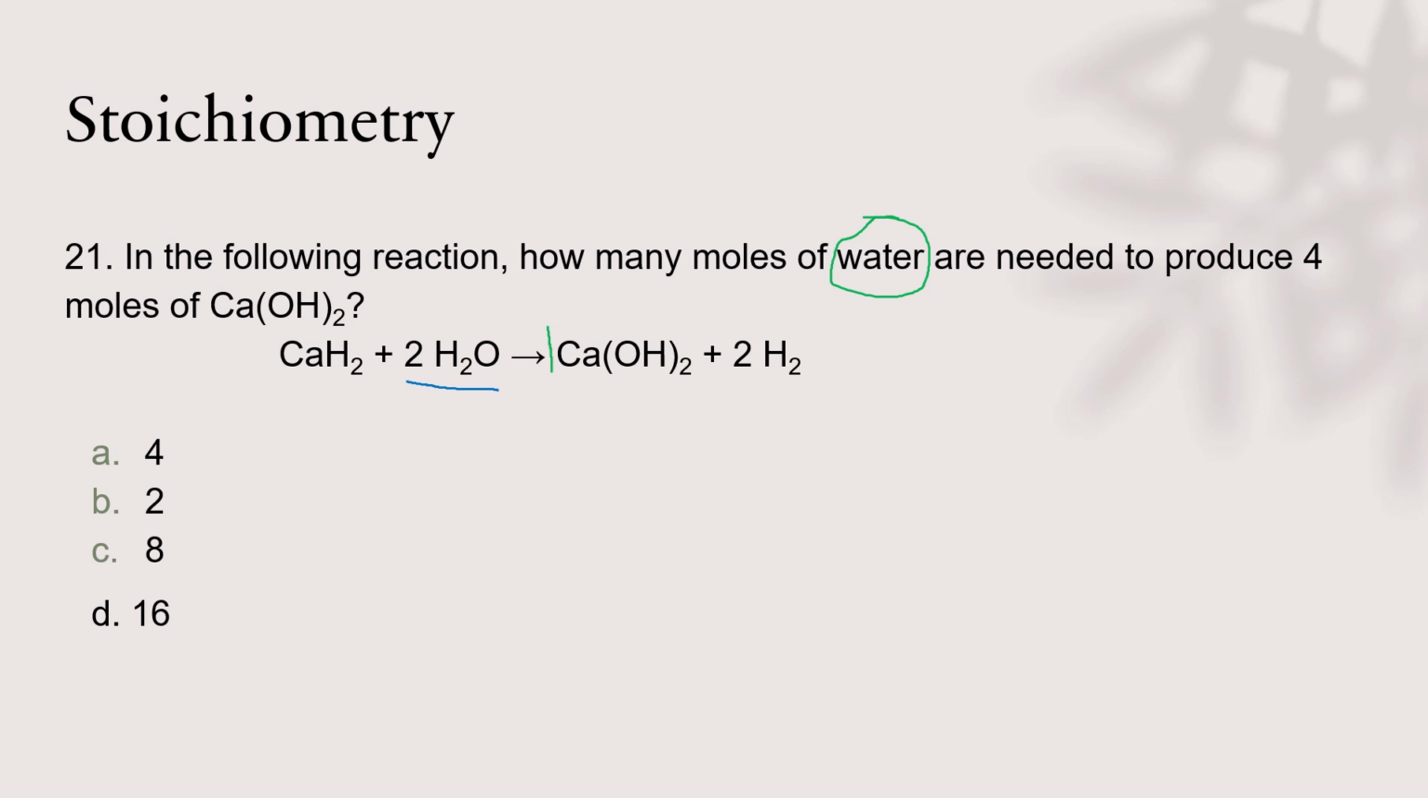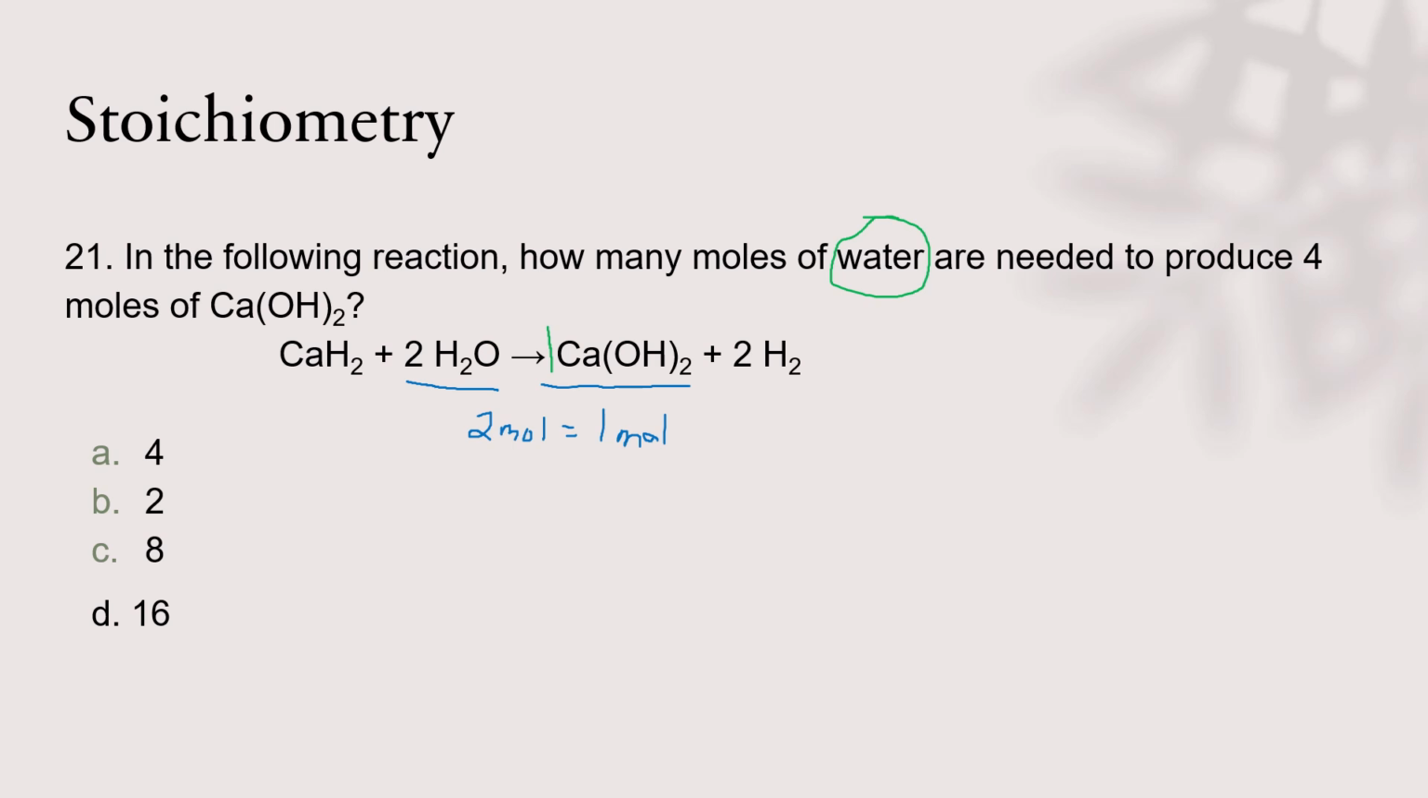In order to do stoichiometry with these, we need the mole ratio. That's why you need the balanced chemical equation. The mole ratio is the coefficients in front of each one. So the mole ratio that we have between water and calcium hydroxide is that 2 moles of water will produce 1 mole of calcium hydroxide. Well, the question is asking, what if you wanted to produce 4 moles of calcium hydroxide instead?